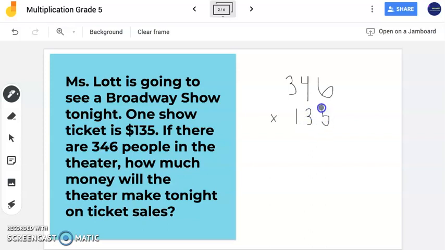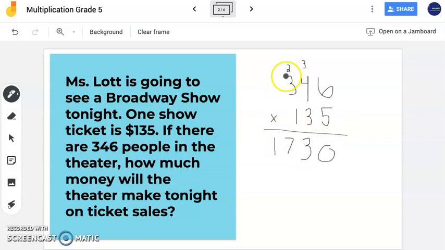We have a 3 by 3 digit number. I'm going to start with the digit here in my ones place. I have 5 times 6 is 30. 5 times 4 is 20 plus 3 is 23. 5 times 3 is 15 plus 2 is 17.